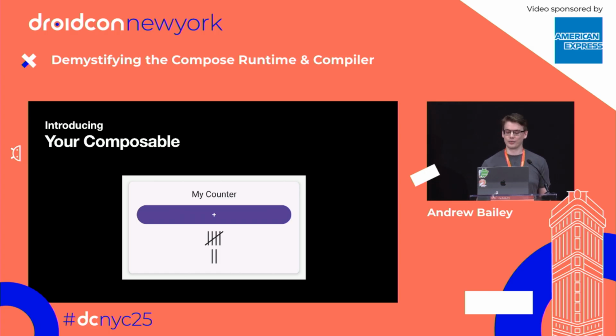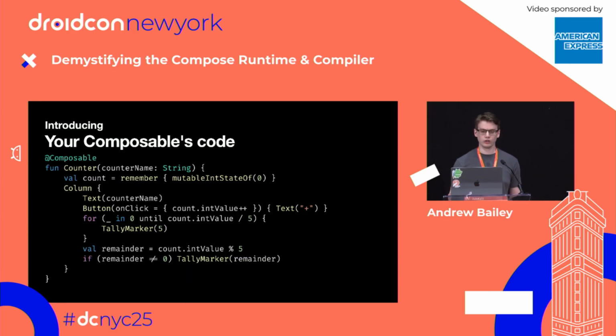I've built a counter application here, and it works as just incrementing a sequence of tally markers. So we've got a plus button to go ahead and increment, and then when we overfill the 5 tally mark, it'll go ahead and add another row here and start incrementing from there. This is about as simple of a composable as you can get. The code for it looks pretty much how you would expect it to.